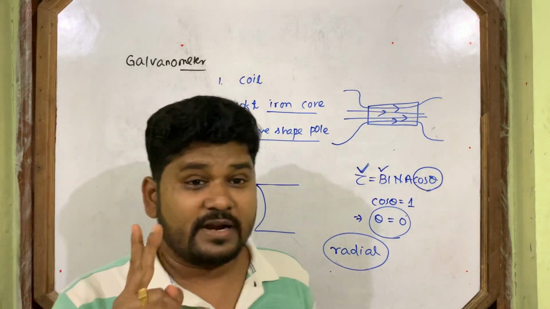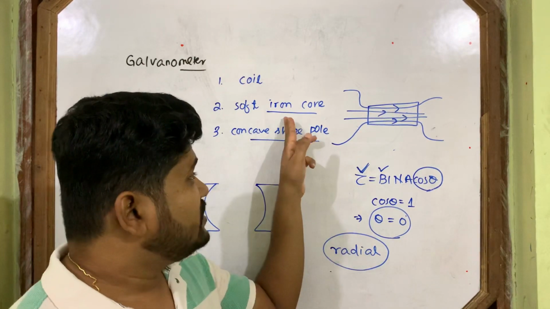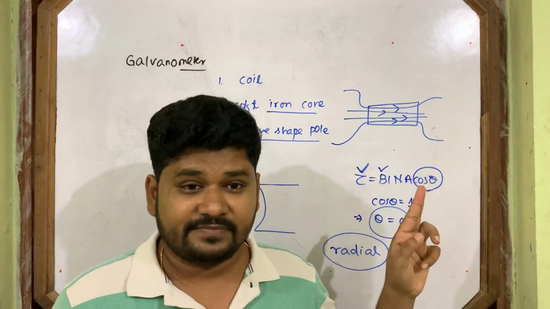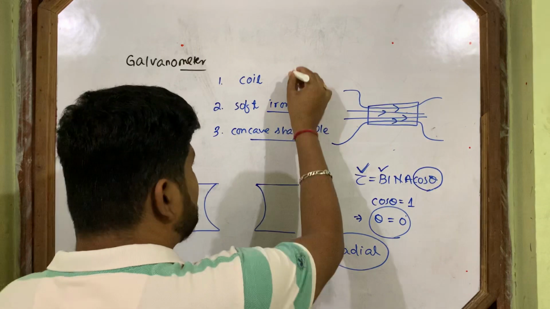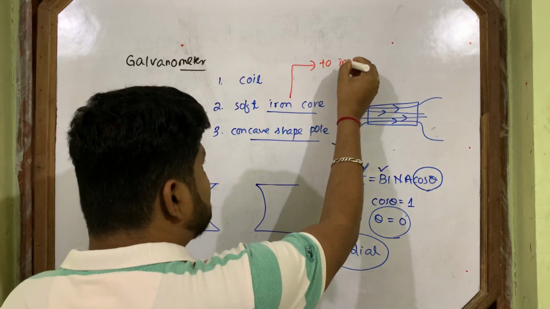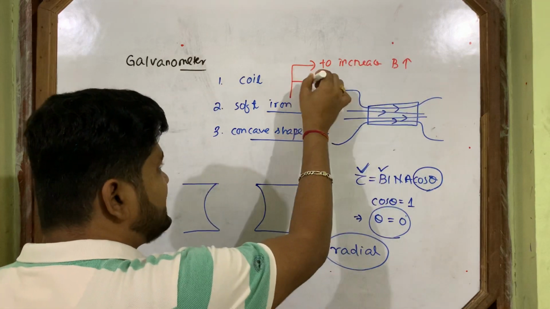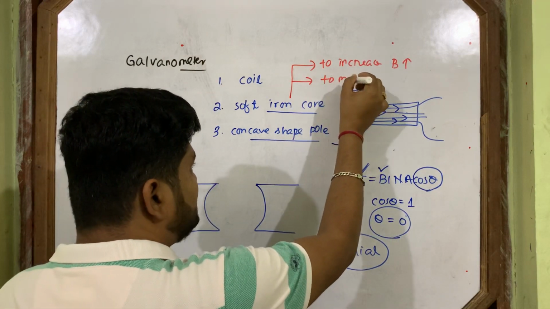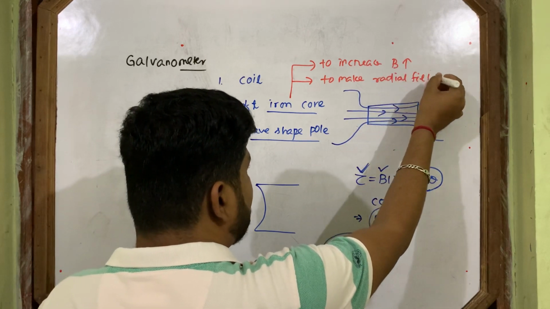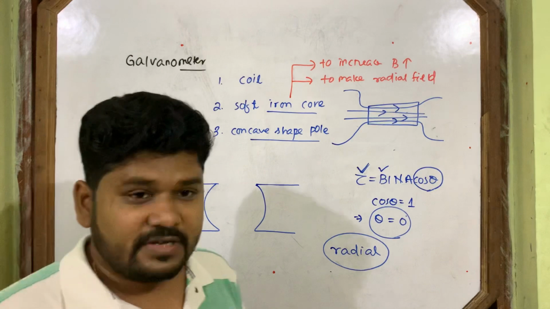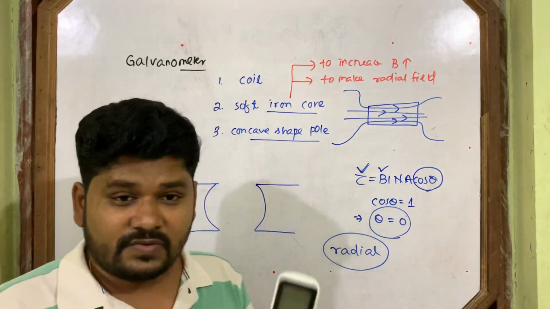The soft iron core has two advantages. Remember, what is the advantage of the soft iron core? The first is to increase the magnetic field strength. And the second advantage is to make the field radial. In the exam, a question will come: what is the advantage of the soft iron core?